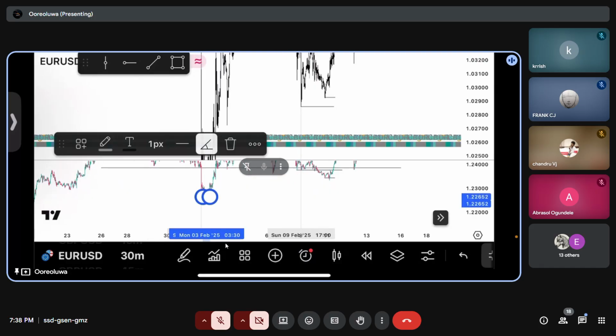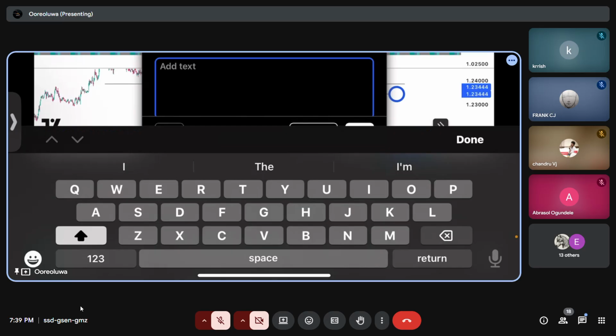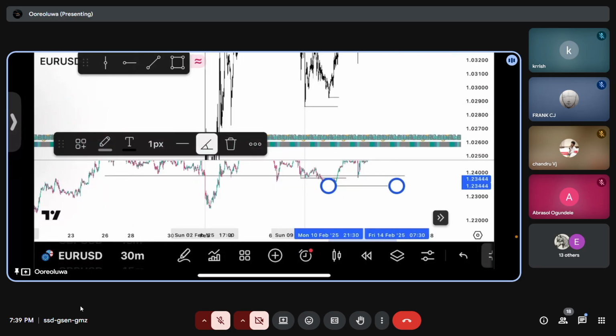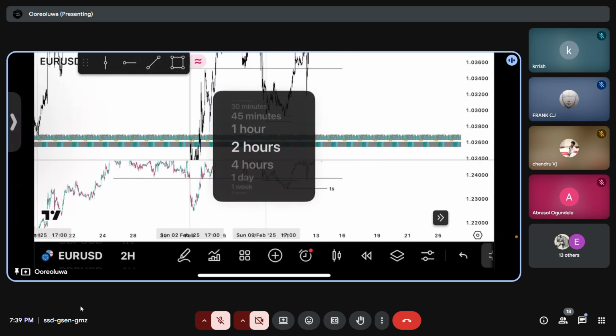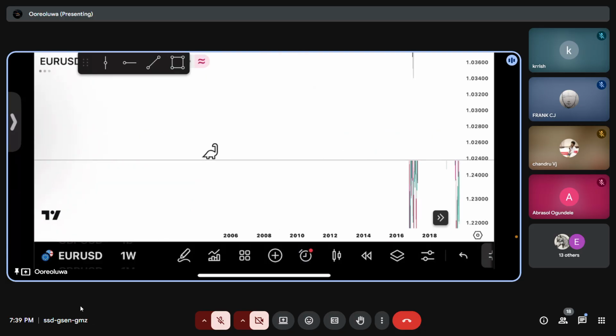So let me take out this one. That's not your entry. This is your entry. Let me write it. You can see how I'm putting everything together. Please, I believe you guys are understanding what I'm doing here. So we've taken the second trade from the third candle of the weekly after the bias.